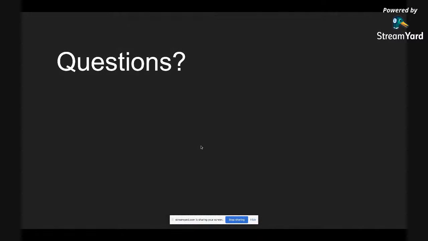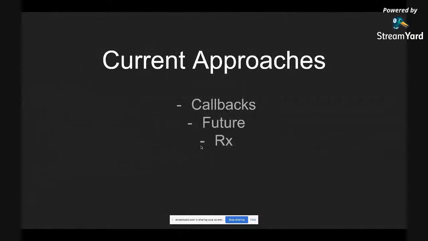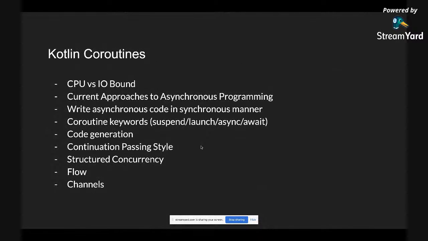So that's a part, and I will just quickly and briefly cover some of the other topics. Other things we discussed were the suspend, launch, async, and await keywords. We also talked about code generation. Continuation passing style is the continuation instance that we saw. It was just passing the callback. Continuation passing style, or CPS, can also be referred to as a generic term for callback.